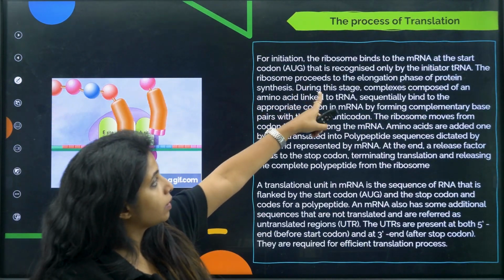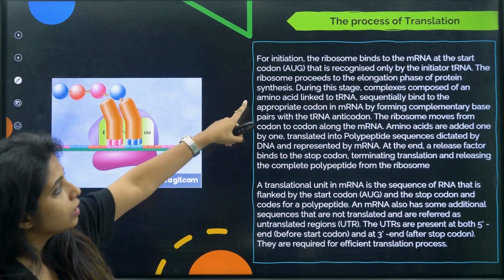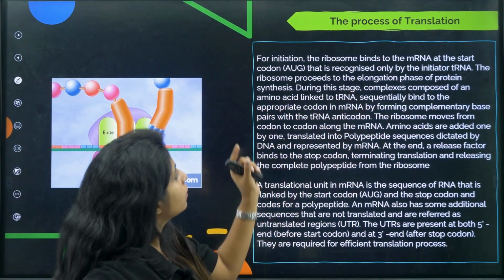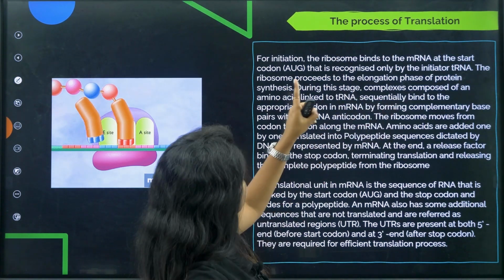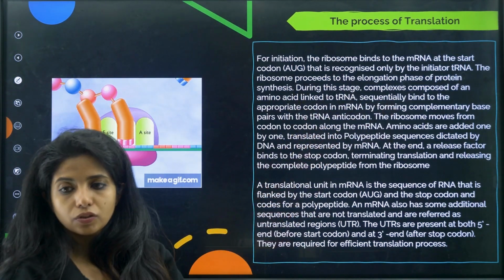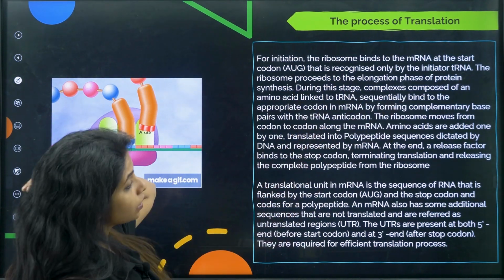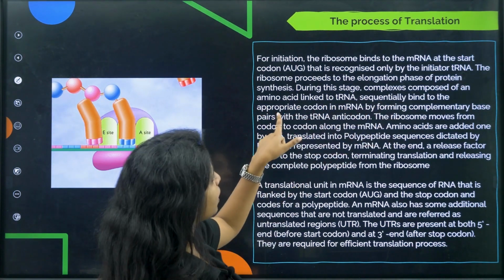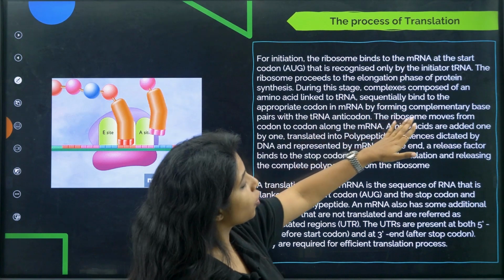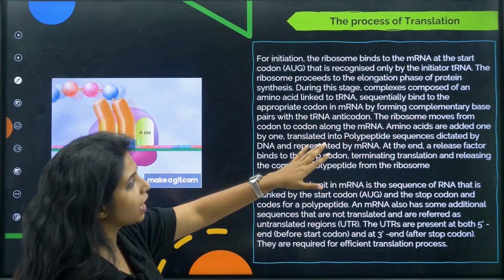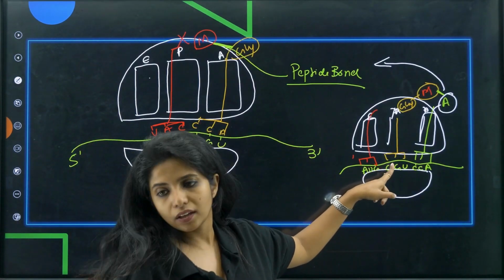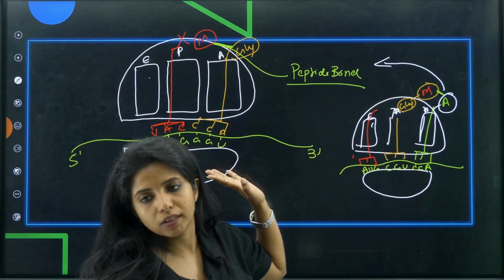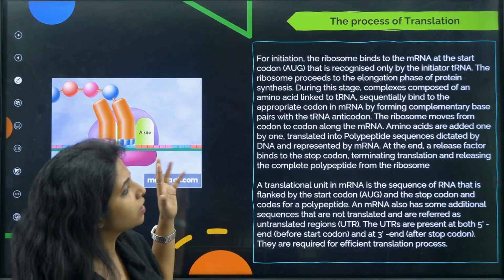So for initiation, the ribosome binds to the mRNA at the start codon that is recognized only by the initiator tRNA. So initiator tRNA comes and attaches. Now the ribosome proceeds to the elongation phase of protein synthesis. Now it is going to make the protein, so it is known as elongation phase. During this stage, the complex composed of an amino acid linked to tRNA sequentially binds to the appropriate codon in the mRNA by forming complementary base pairs with the tRNA anticodon. I said this something only. Okay, they are forming base pairs and they are coming together, and this particular tRNA is attached to an amino acid. Cool, that is what they have written in a complicated way.